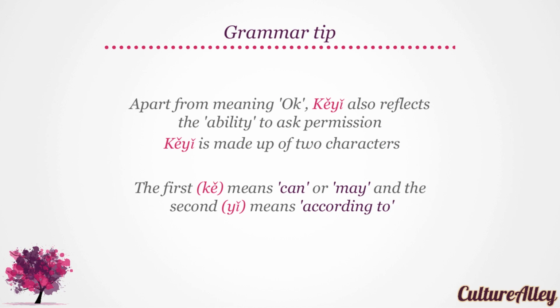The word okay serves more than one purpose in Mandarin. 可以 also reflects the ability to ask permission. Let's see how. 可以 is made up of two characters. The first one, that is 可, means can or may, and the second one, which is 乙, means according to. Thus, 可以 serves more than one purpose.